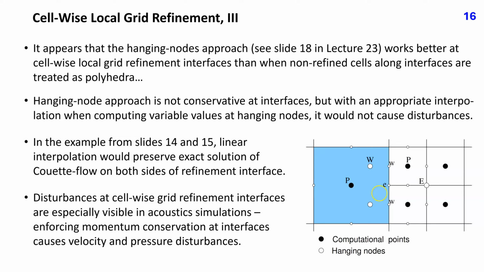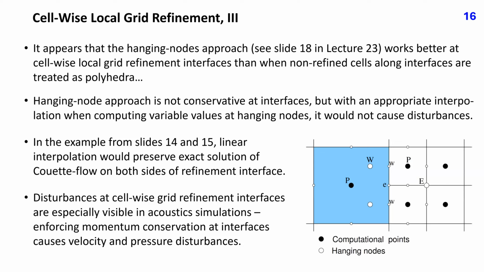It appears that the hanging nodes approach, see slide 18 in lecture 23 for details, works better at cell-wise local grid refinement interfaces than when non-refined cells along interfaces are treated as polyhedral. The hanging node approach is non-conservative at interfaces, but with an appropriate interpolation when computing variable values at hanging nodes, it would not cause disturbances. In the example from slides 14 and 15, linear interpolation with a hanging node approach would preserve the exact solution of quiet flow on both sides of the refinement interface.